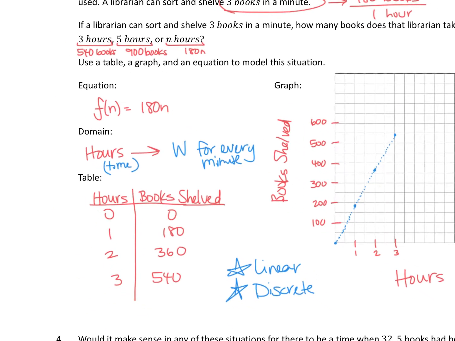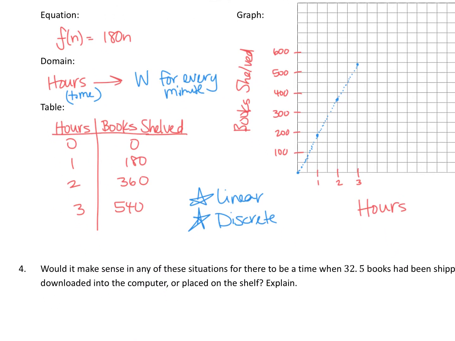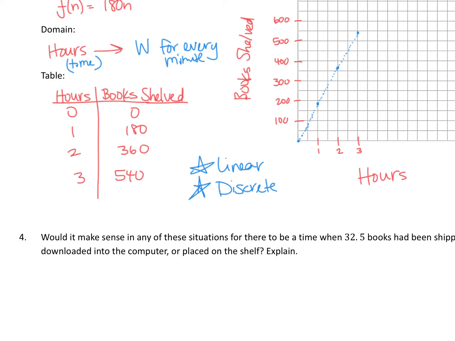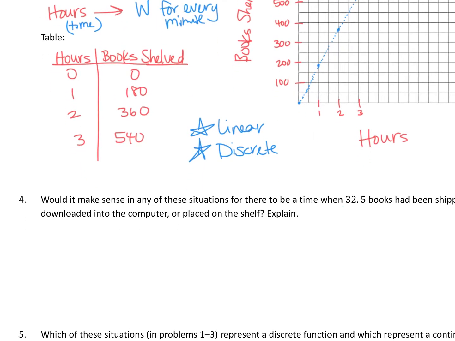All right. Let's do a little bit of review. Would it make sense in any of these situations, this is number 4, for there to be a time when 32.5 books were shipped, downloaded onto the computer, or placed on the shelf? So the only situation for like this decimal amount of books would be for downloading onto the computer.